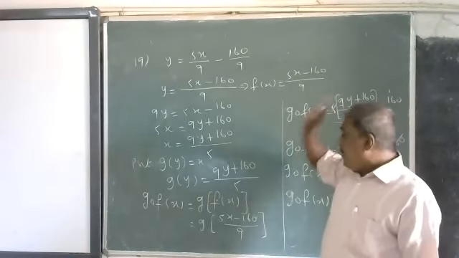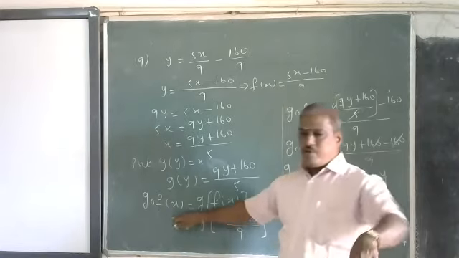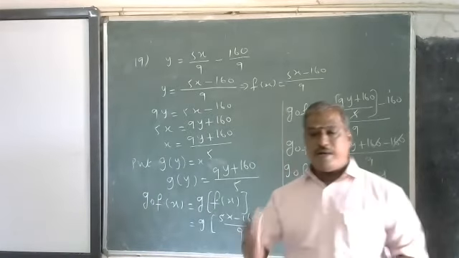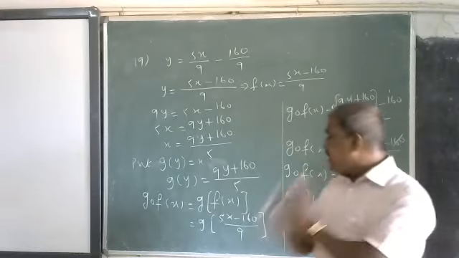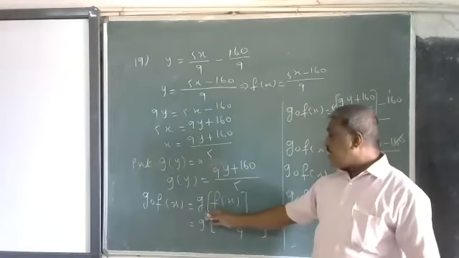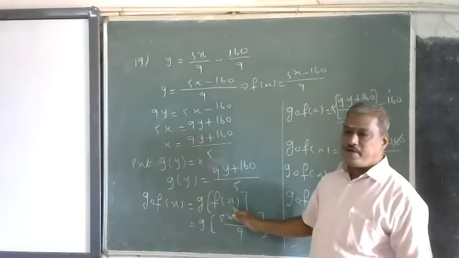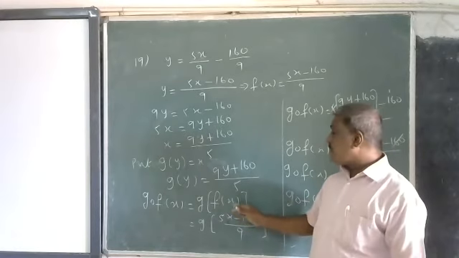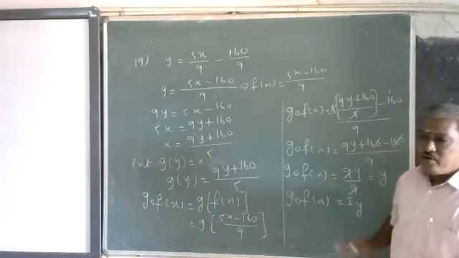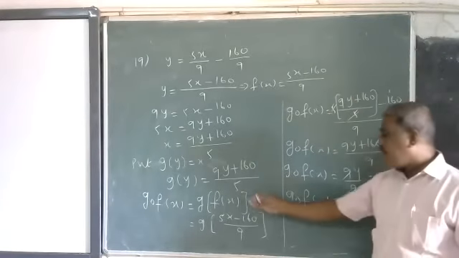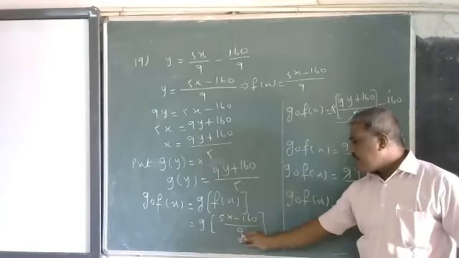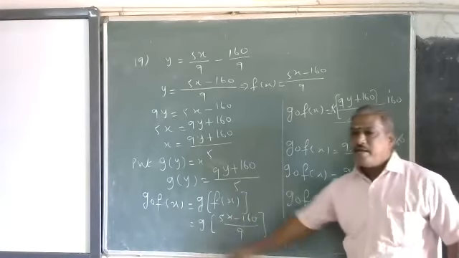So the bijection gives the inverse function. The composite g dot f of x is equal to g of f of x, where f of x is equal to (5x minus 160) by 9.